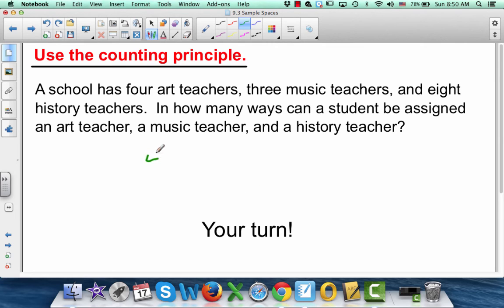Alright, so we have 4 art teachers, 3 music teachers, and 8 history teachers. So we just go 4 times 3 is 12, times 8 is 96. So there were 96 possible outcomes where you could have an art teacher, a music teacher, and a history teacher assigned to you.